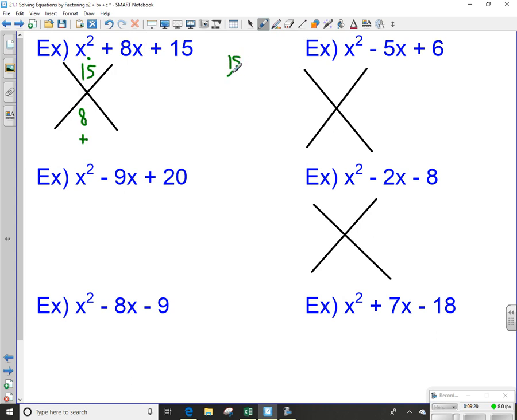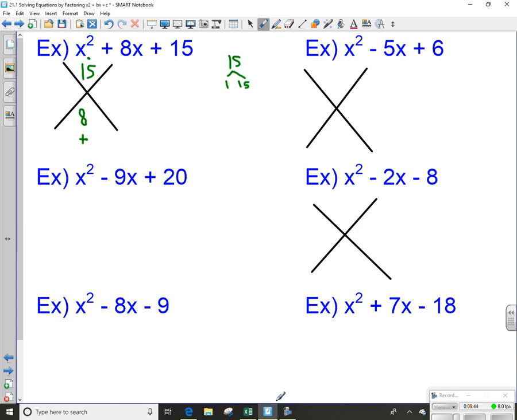So 15 is going to give me 1 and 15. Sometimes I think that's the hardest one for a lot of people to remember, that it's 1 times that number. So don't forget about it, because it can make a difference if it's one of our answers or not.